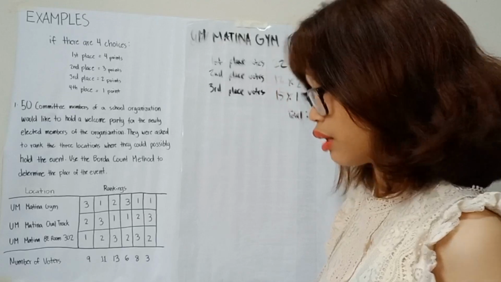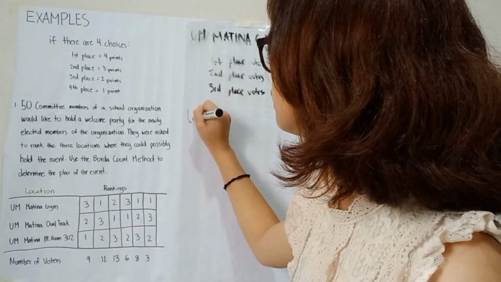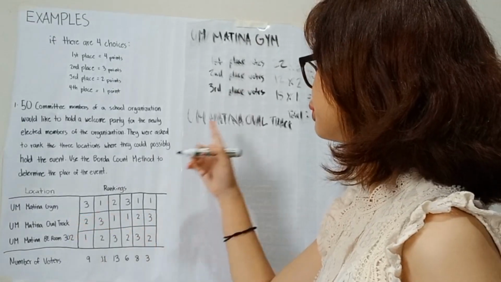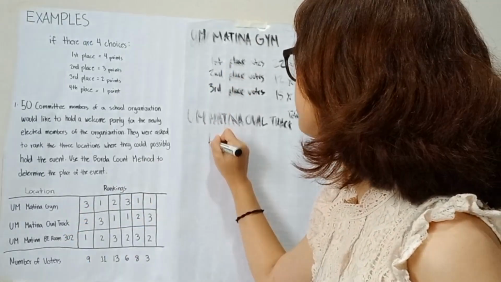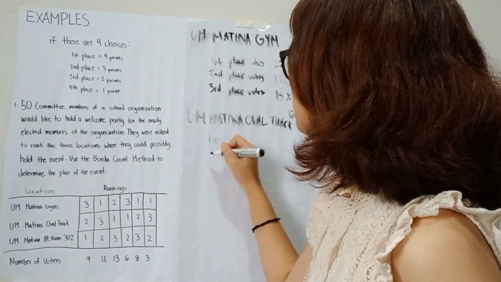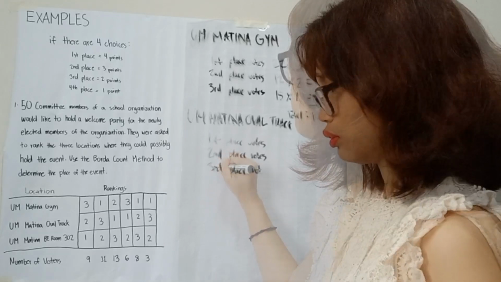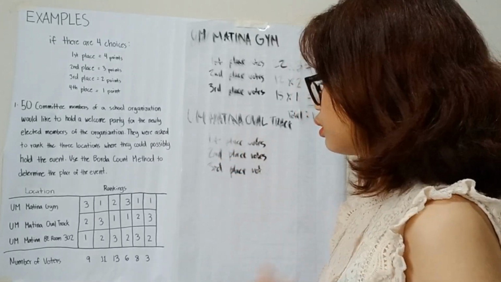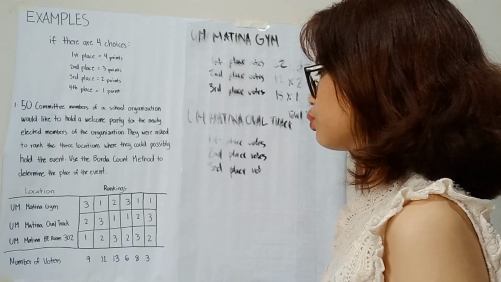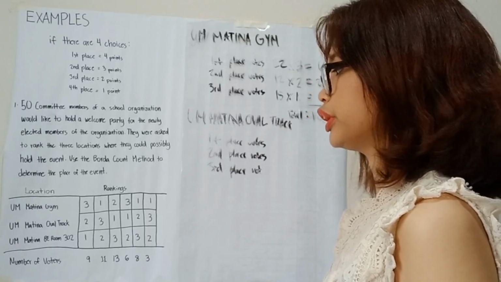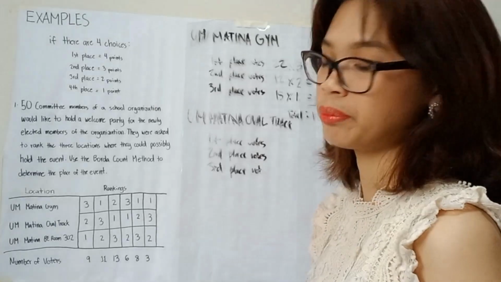Next we have the second location, which is Matina Oval Track. We also have 3 places, right? Since there are 3 choices. So first place votes, second place votes, third place votes. First, again, let's start with the first place. So let's find the number of voters who selected Matina Oval Track as their first place.